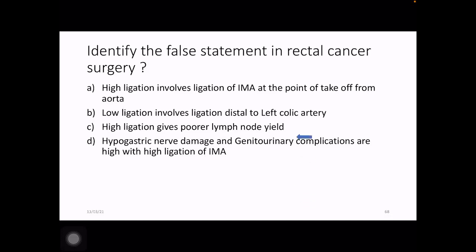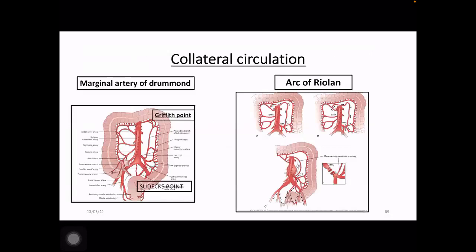True. Yeah. So that's a false statement. So the collateral circulation for the colon is very important. Always remember, as I said before, there are two important collateral circulations. One is the marginal artery of Drummond.